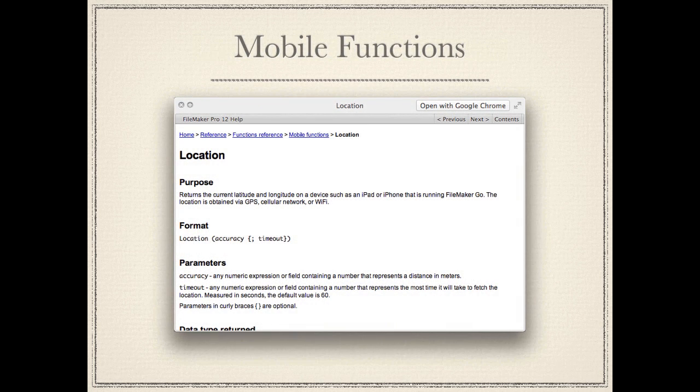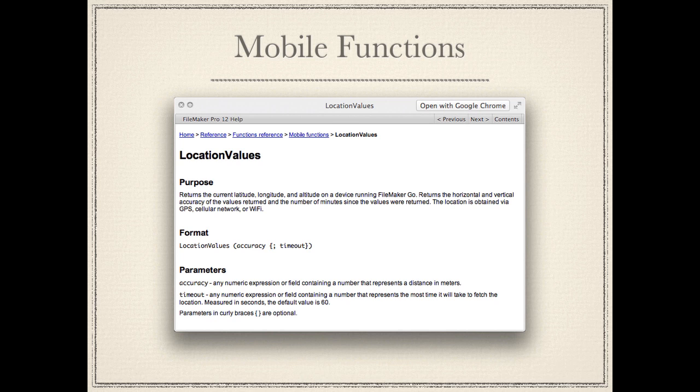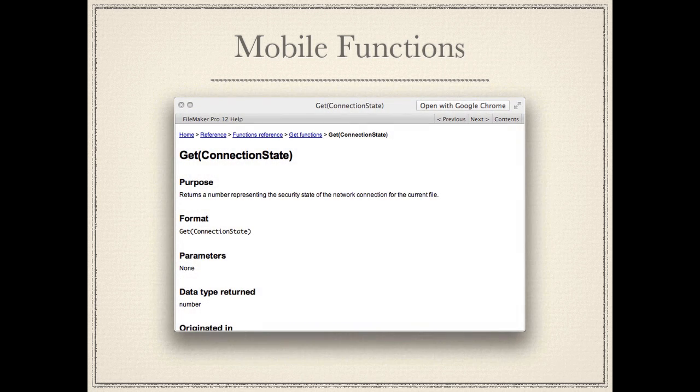So there's a few new functions with regards to mobile. Those come in the form of location, something that you can access on a mobile device such as the iPad or iPhone, and supporting that is location values. Another mobile function is get connection state. While it's not specifically mobile related, it will work with a desktop database. It's sort of where it pretty much fits.